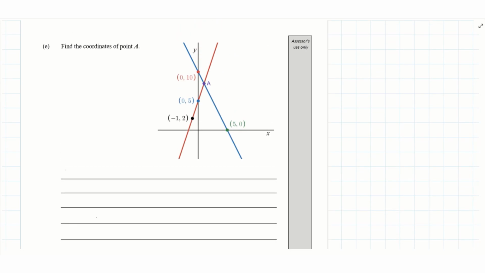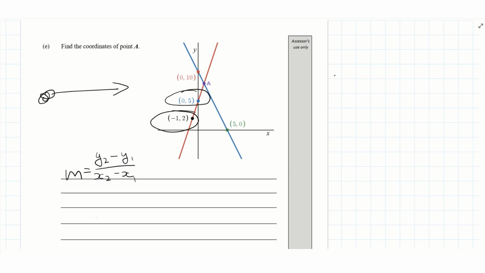The first thing that I'm going to do is find the gradient, which is equal to y2 minus y1 over x2 minus x1. And I'm using these 2 points. We are traveling from left to right, so this is going to be my first point, and this is going to be my second point.